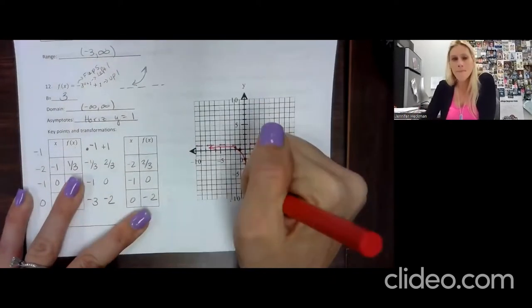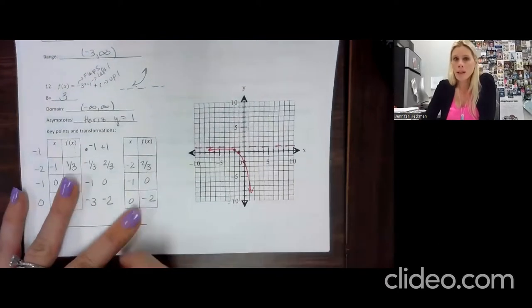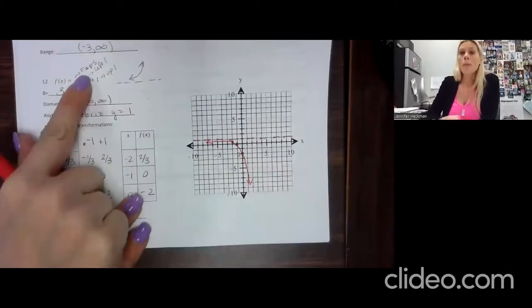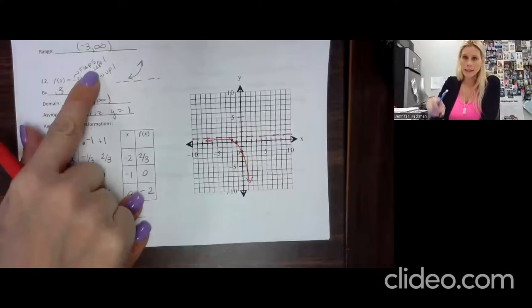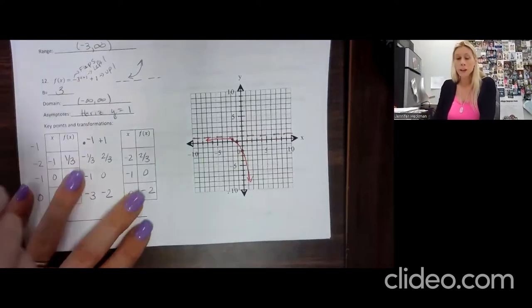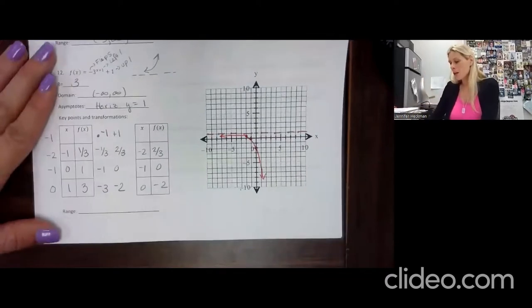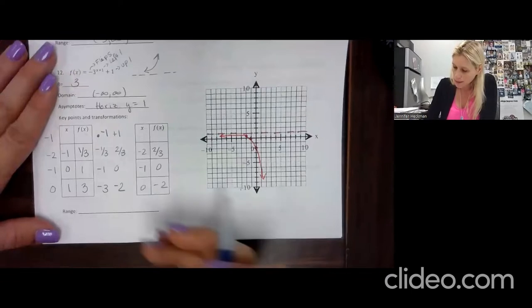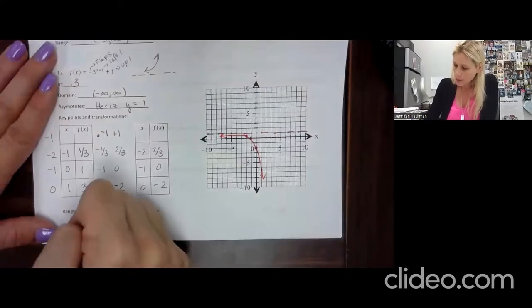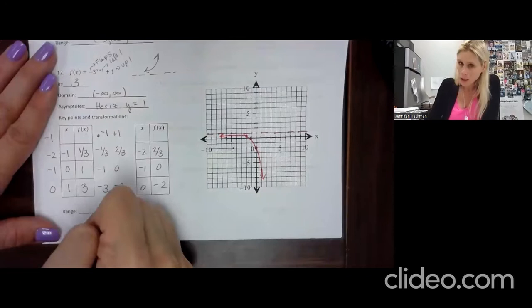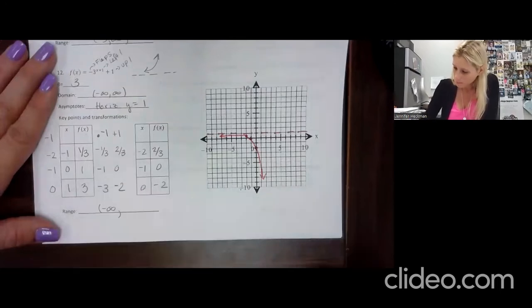Did it flip? Yep. And it moved to the left, and it moved up above the x-axis. So range, though, be careful because now it's flipped. The lowest coordinate or the lowest spot it will go to is -infinity. And the highest it goes to is 1.